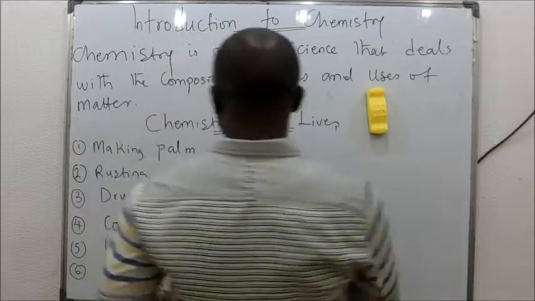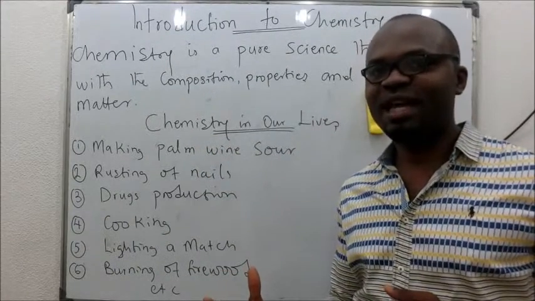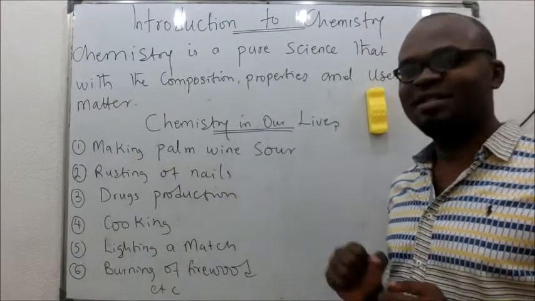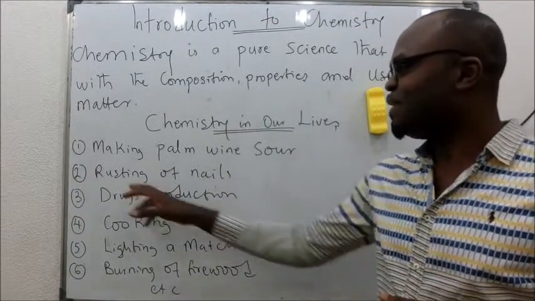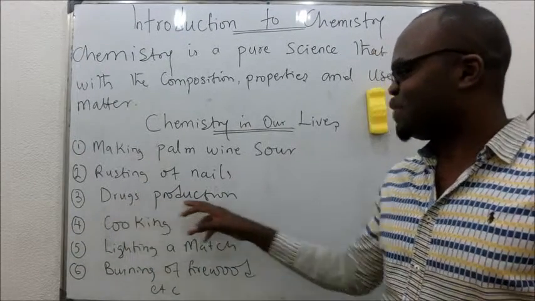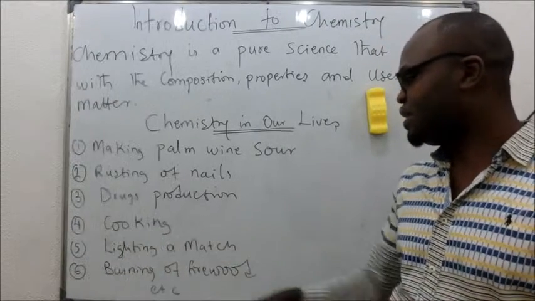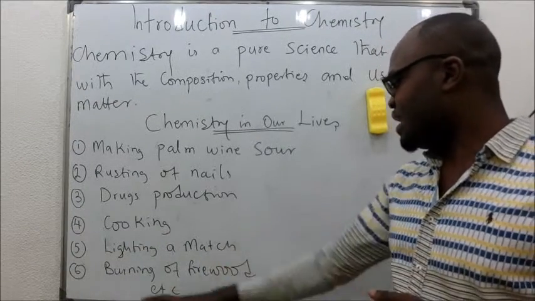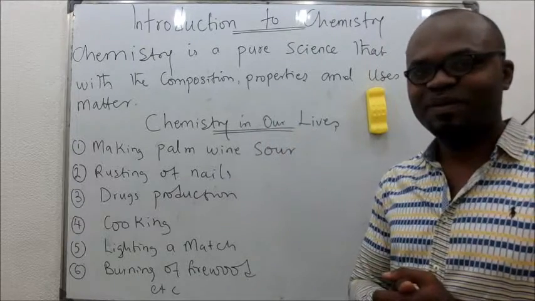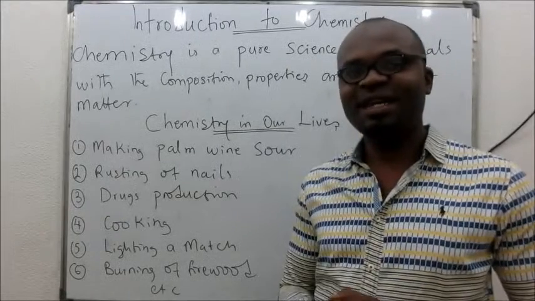So now, in our everyday life, we encounter chemistry. So what are those things that happen in life that are actually chemistry? We'll talk about making palm wine sour, just like I showed you earlier. Rusting of nails, just like I showed you earlier. And drugs production, how you go about producing your drug. Also, the process of cooking our food, lighting matches, and burning of firewood. All these are chemistry happening in nature. So in time, we are going to be studying all these in detail, and that is chemistry.